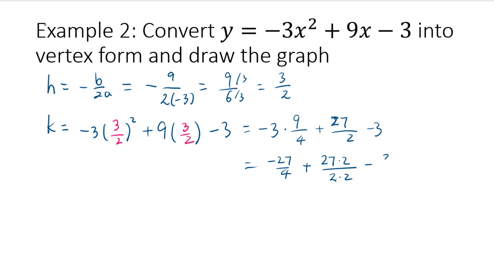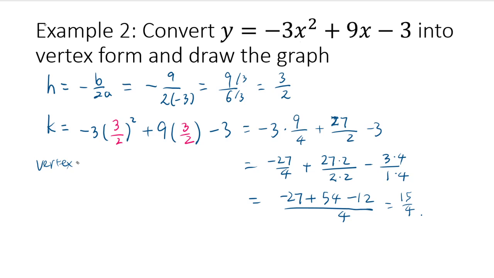And 3, think of this as 3 over 1. Again, multiply 4 top and bottom, so that the denominator will be 4. And that gives you negative 27. Twice of 27 is 54. And then minus 12 over 4. And this will be positive 27. Positive 27 minus 12 would be 15 over 4. Okay, so we got the vertex as 3 over 2, comma 15 over 4. And the vertex form of the equation as y equals negative 3 times (x minus 3 over 2) squared plus 15 over 4. Okay, now for the graph.